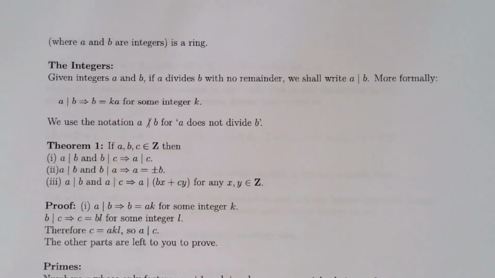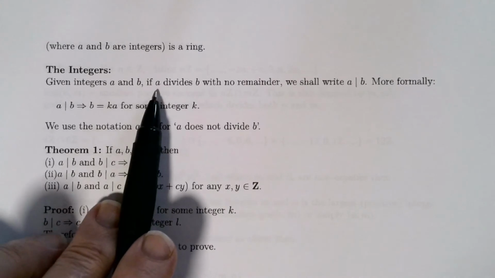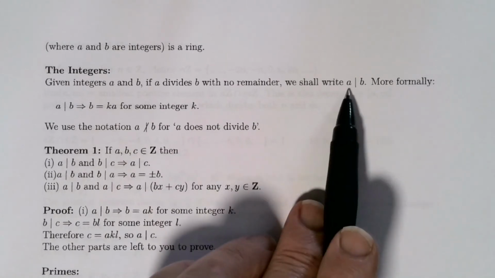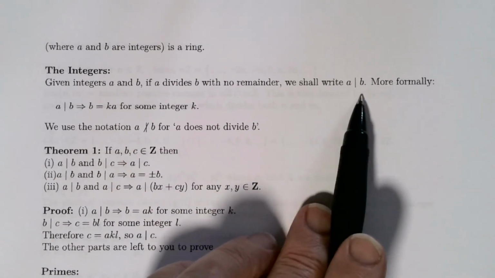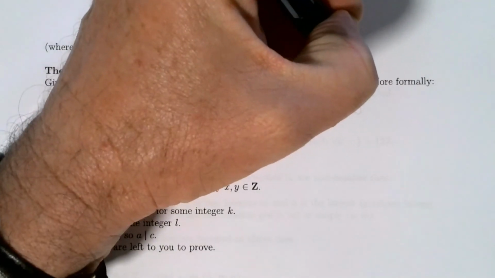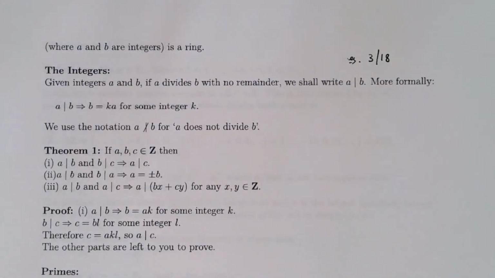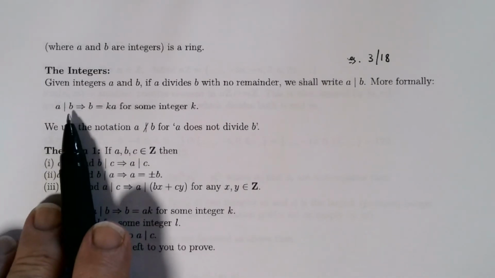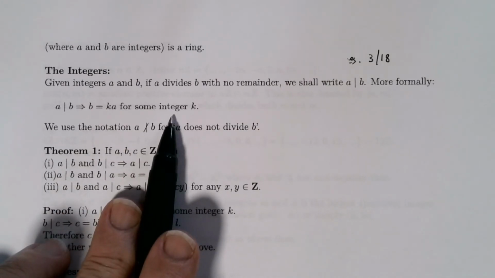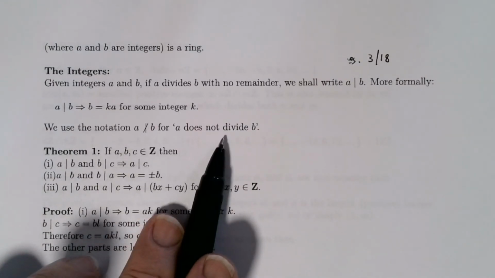Now, a little bit about the set of integers. Given integers A and B, if A divides B, or A goes into B with no remainder, then we're going to use this notation. A slash B means A divides B. This is a statement. So for example, we could say 3 is a factor of 18. 3 divides 18. Now, more formally, we say that A divides B means that B is some integer multiple of A. So it's Ka for some integer K. And I put a slash through it. We use that notation for A does not divide B. A is not a factor of B.